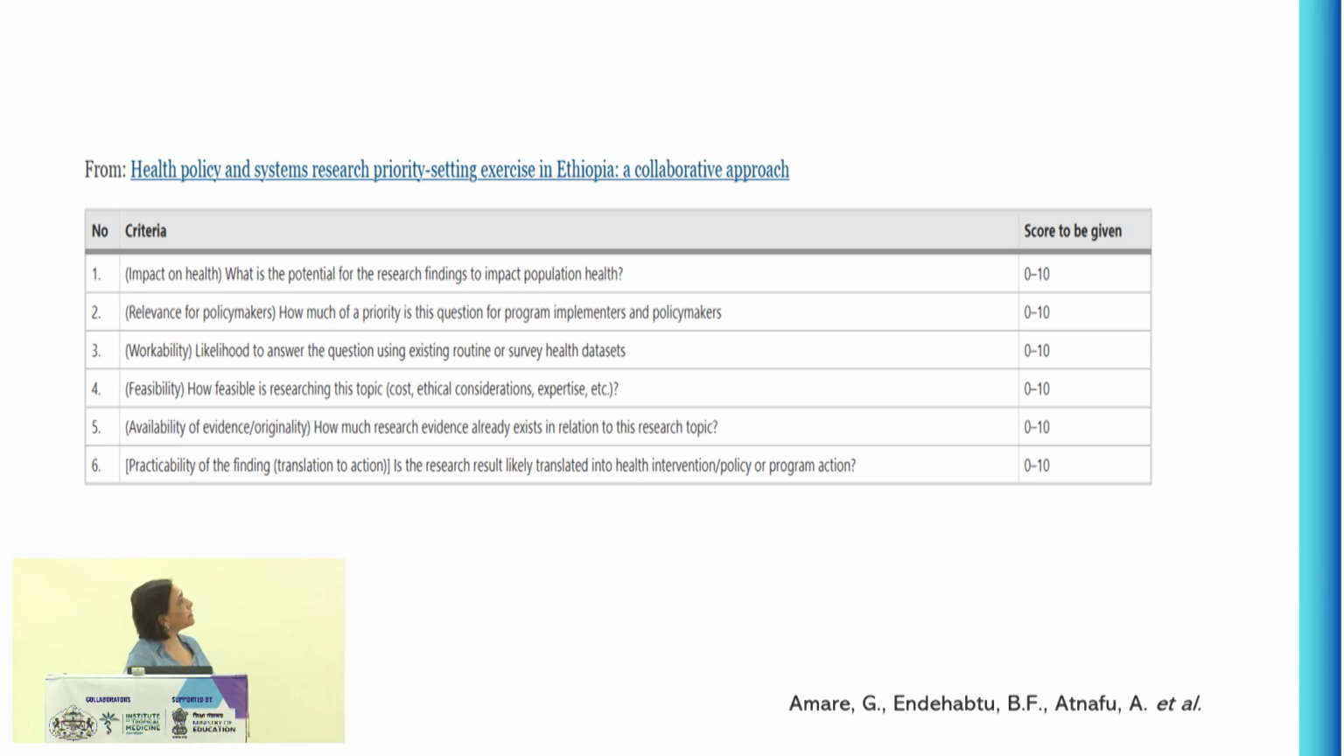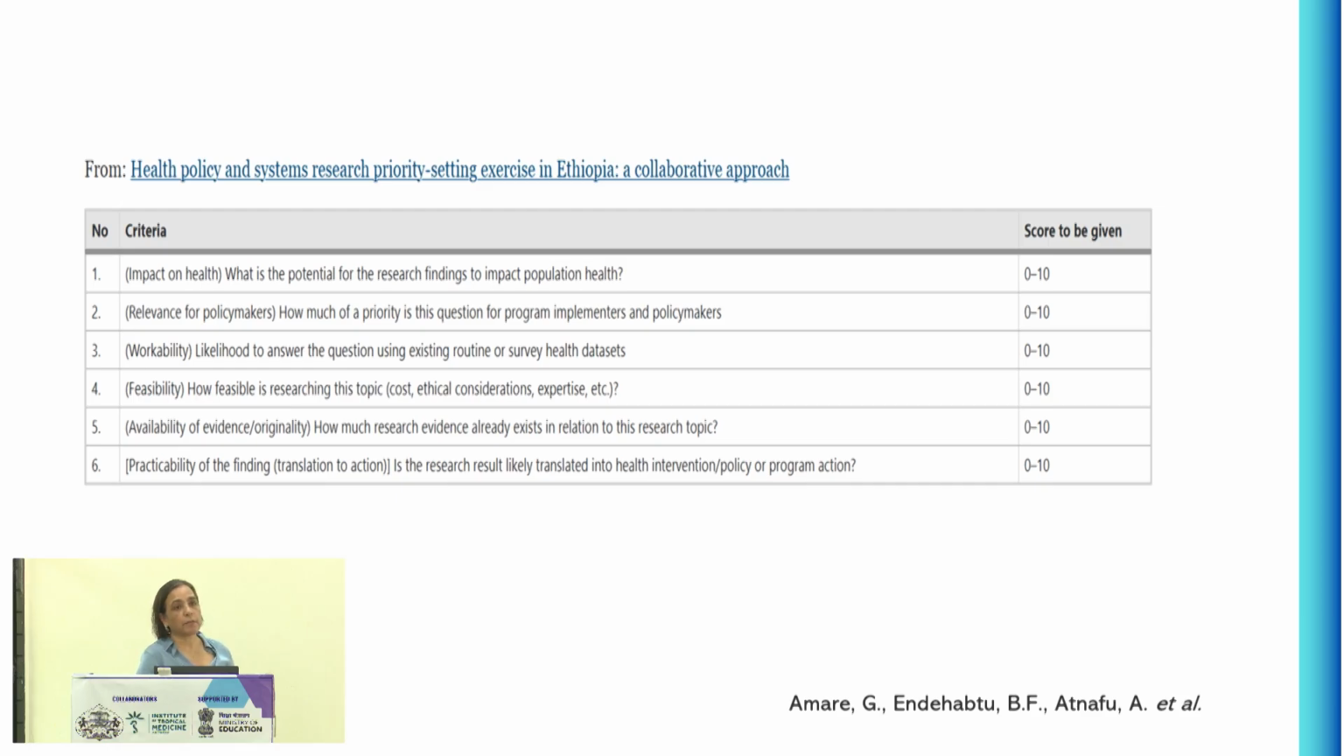So in their case, it's a bit difficult to read, but the first criteria was the impact on health. What is the potential for the research findings to impact population health? The second was relevance for policymakers. How much of a priority is this question for implementers and policymakers? The third was workability, likelihood to answer the question using routine or survey data sets.